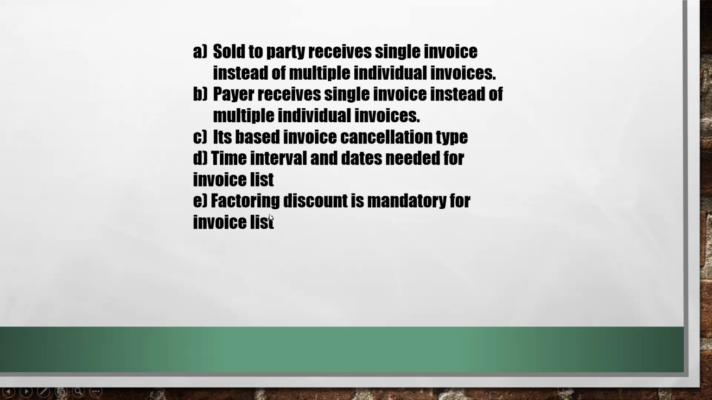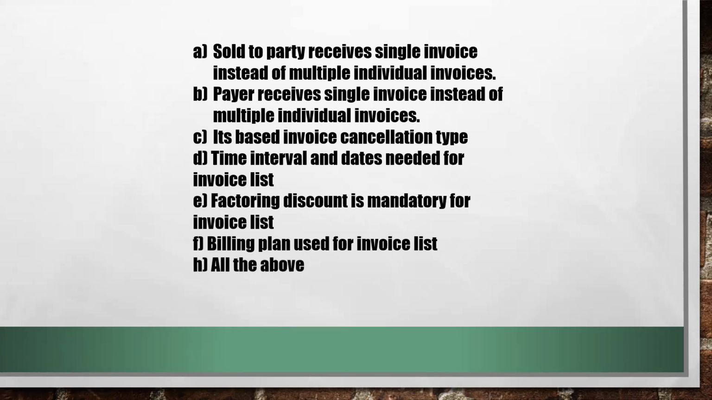Okay, so it makes you confused. People think that if they see factoring discount, they can go and immediately choose this. But you have to understand whether it is mandatory or not. Without that also, we can raise invoice list. It's the choice from the customer. So billing plan used for invoice list, this is absolutely wrong. All of the ones above are absolutely wrong. So the correct answer for this is B and D, nothing else.